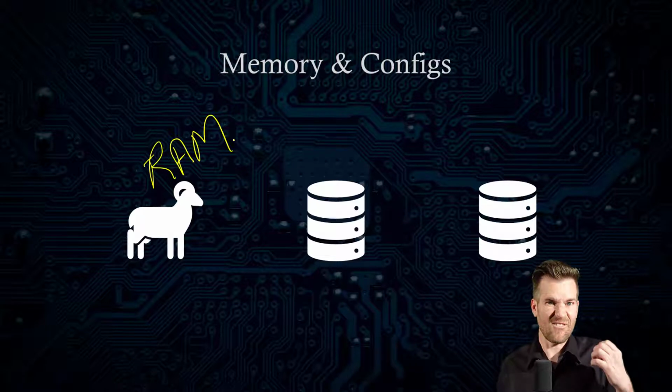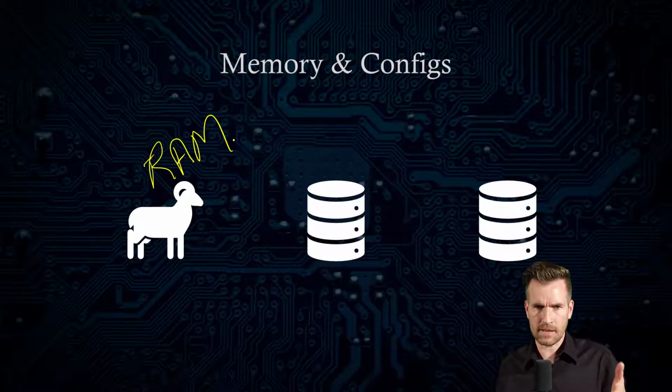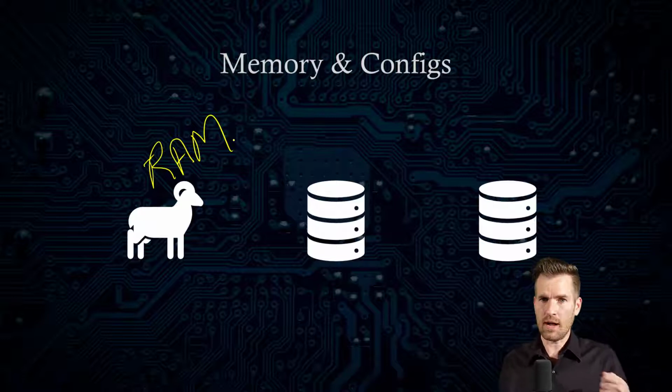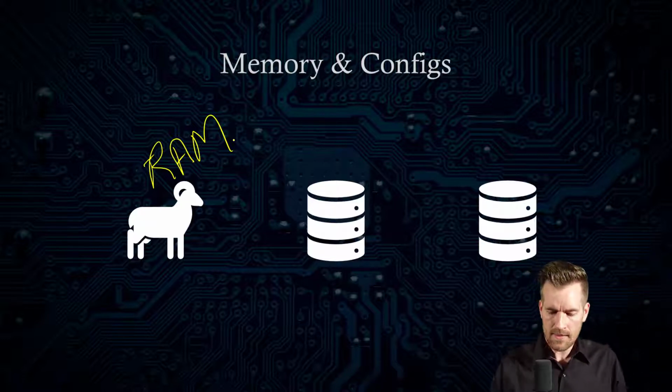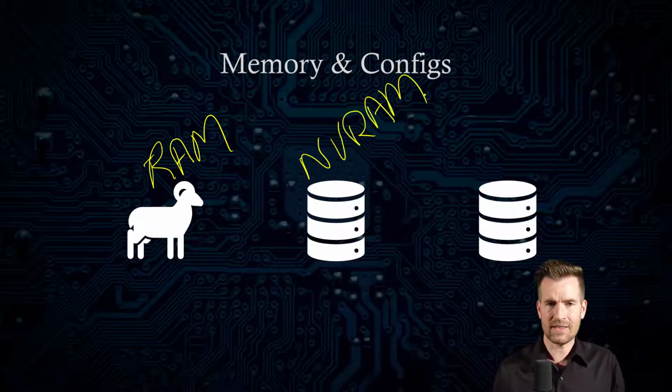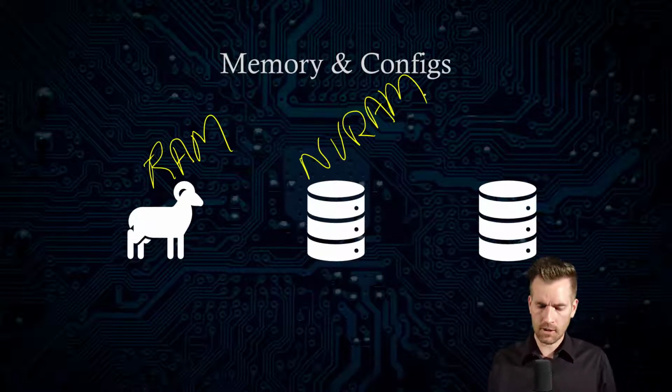And this is the fast memory. This is the stuff that's pretty close to the processor. But the problem with it is that when you unplug the device, you lose the information that is within RAM. Then you've got the NVRAM. This is the information that gets stored long term. So if there's something that we want to store long term, then we store that in NVRAM.